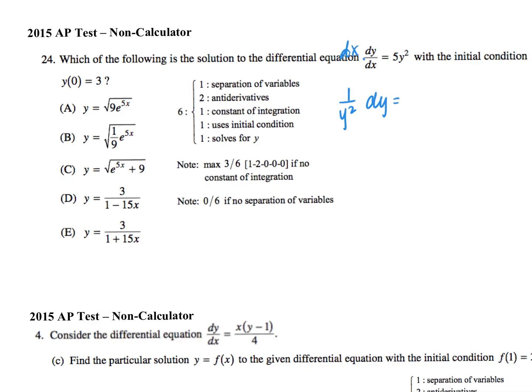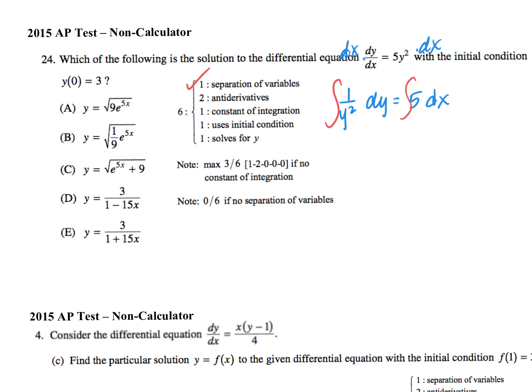And then bringing my dx to the other side would leave me with what? 5 dx's, right? Truett, you okay with that, buddy? Absolutely. Wow, that's great feedback. Okay, Truett, you just got 1 point. Antiderivatives, 1 point for each side.